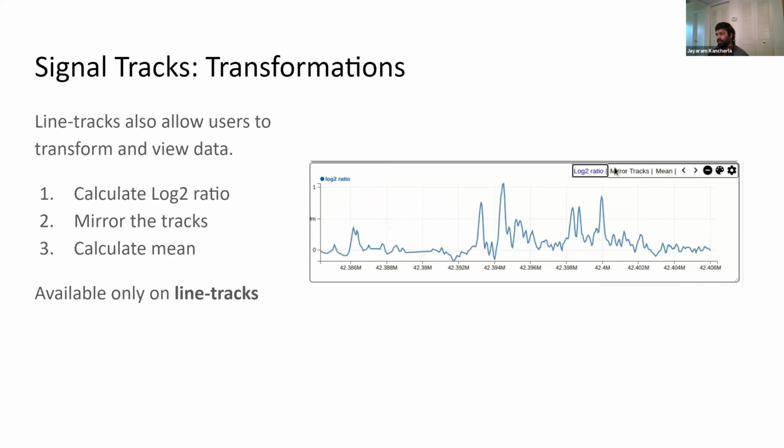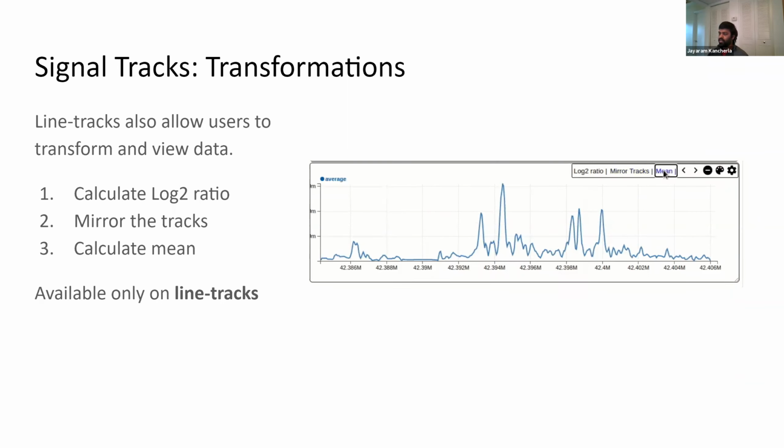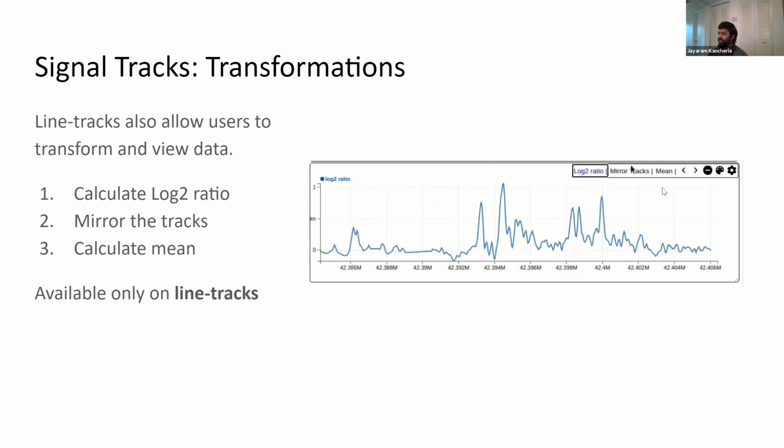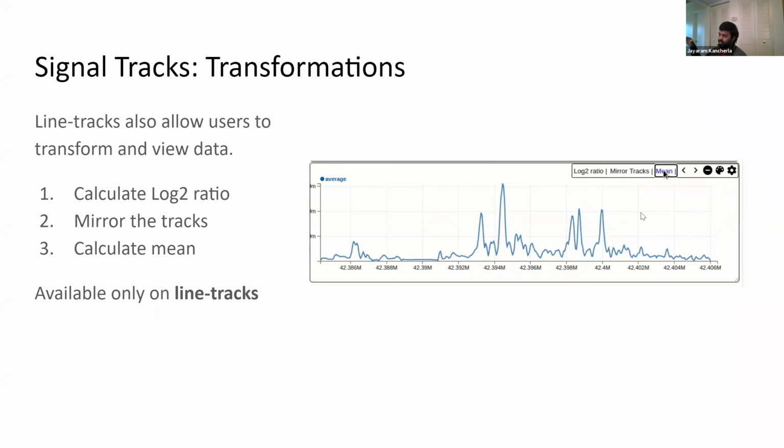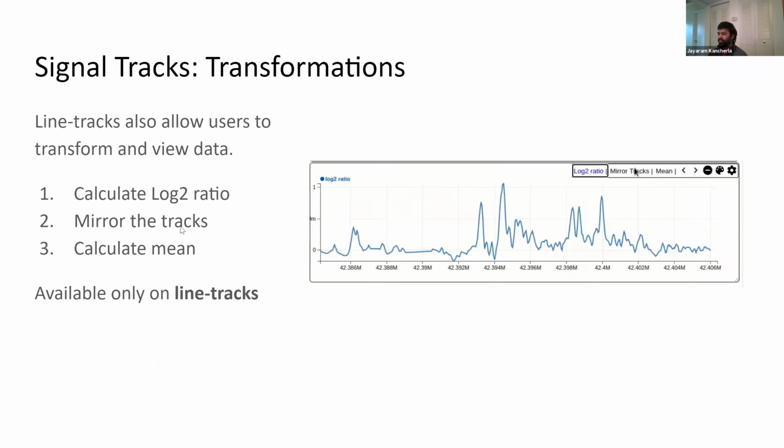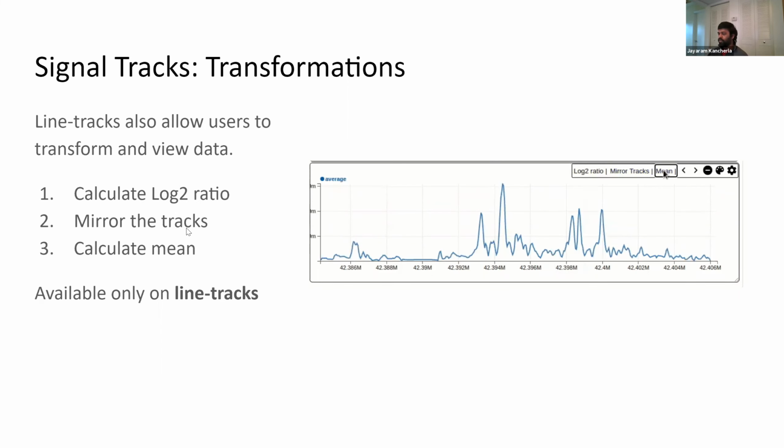Another thing that Epiviz also provides is transformations that you can do. So for example, if you're looking at replicates, you can use the mean as a transformation, and that only visualizes the mean of the signal across all the replicates. You can also do things like log2 ratios if you have two different groups of signal or cell types, or you can mirror the tracks against each other to make a quicker comparison of the signal.